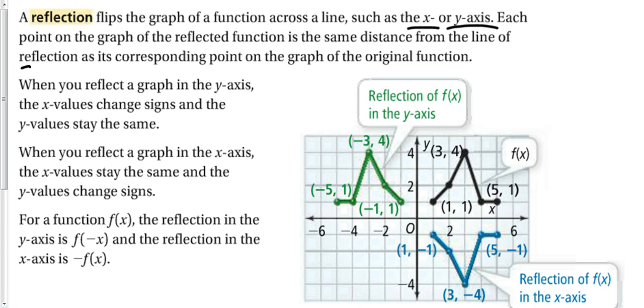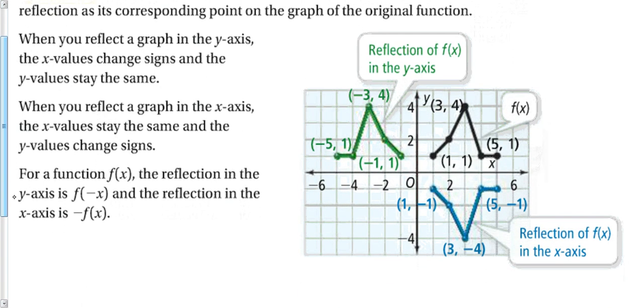Now, when you reflect a graph in the y-axis, the x values change signs, and the y values stay the same. If we look at the black one and the green one, the x's change, the y's stay the same. The opposite is true when you reflect a graph in the x-axis. The x values stay the same and the y values change. If we look at the blue and the black, my y values change. My x's stay the same.